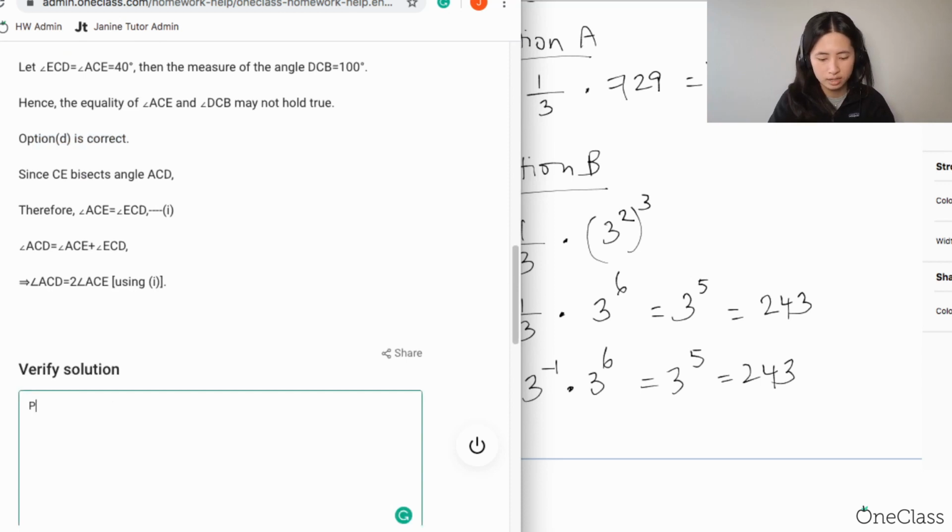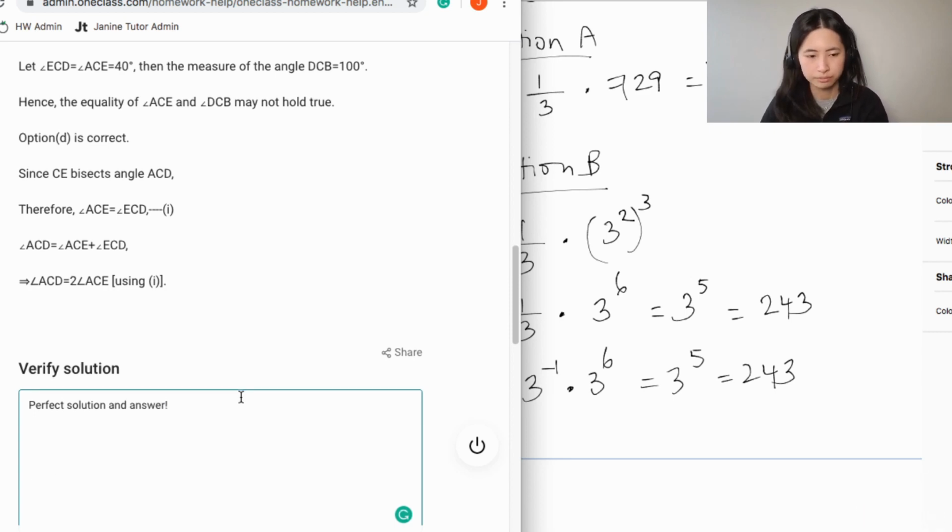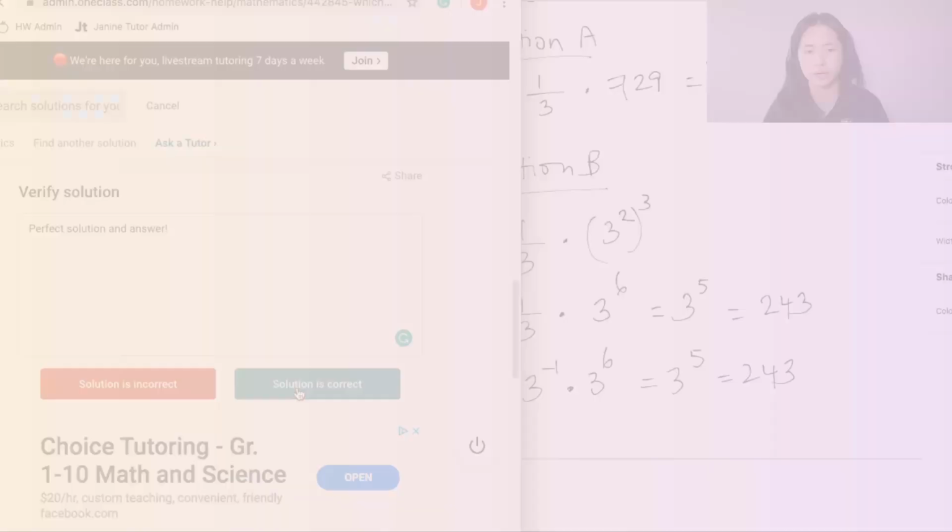So, perfect solution and answer. The solution is correct.